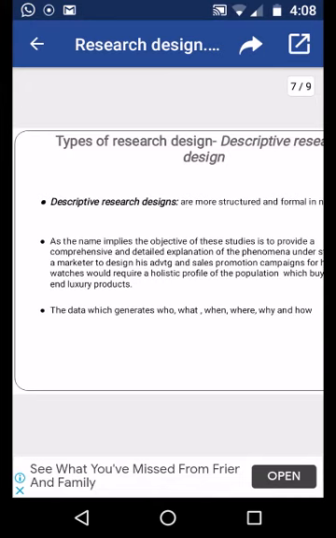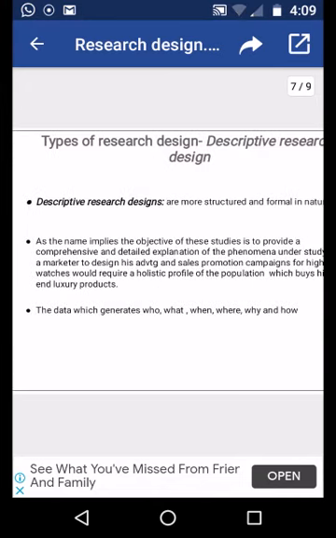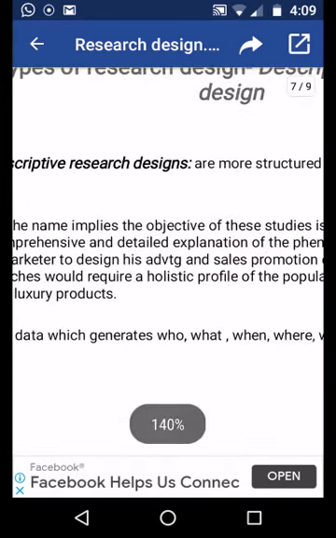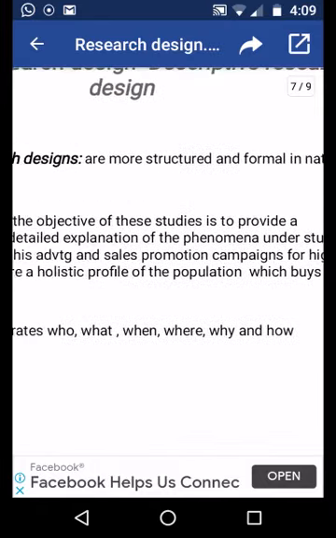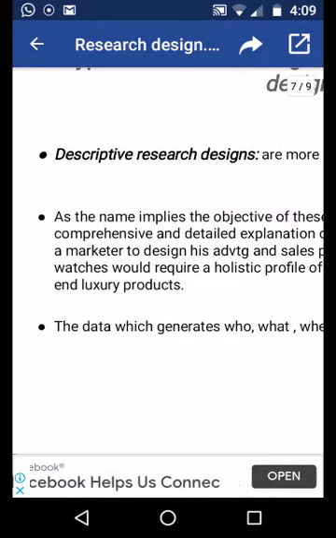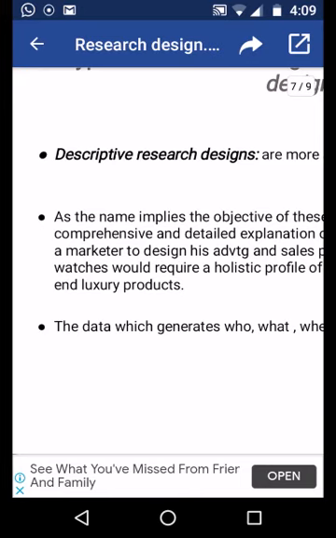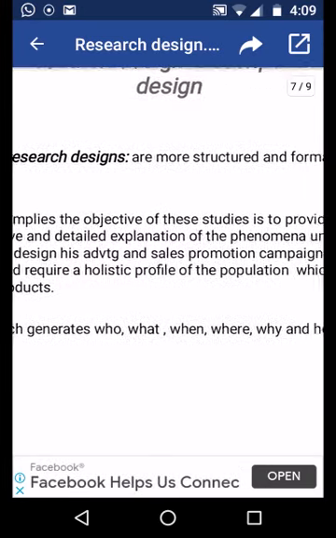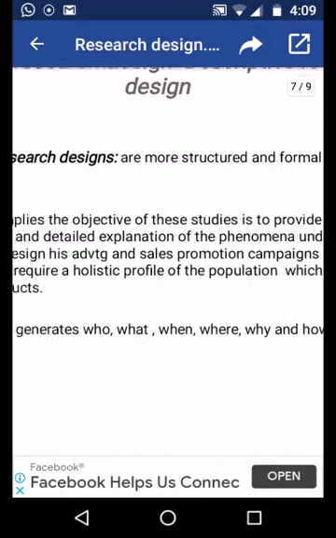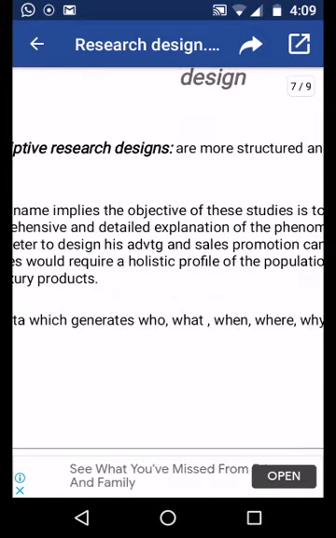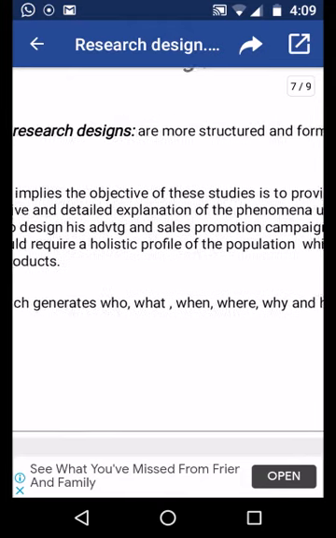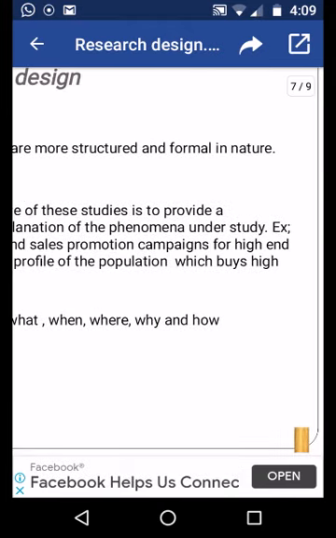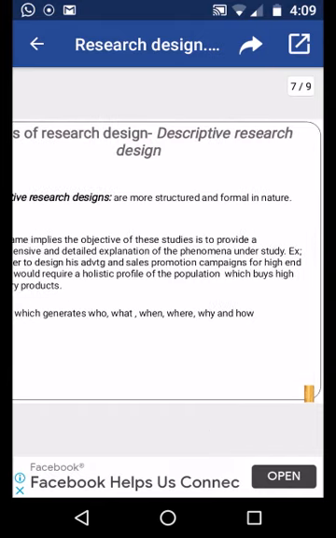Next aspect is descriptive. As I told you, descriptive research design is a research design which is more structured and formal in nature, where the researcher tries to generate data: who, what, when, where, why, and how. That is, complete details with regard to the population and sample are analyzed. That is description, as the word itself states, describe.